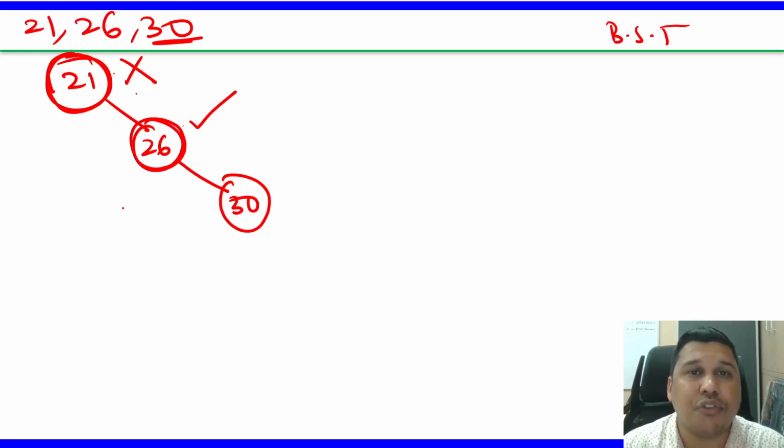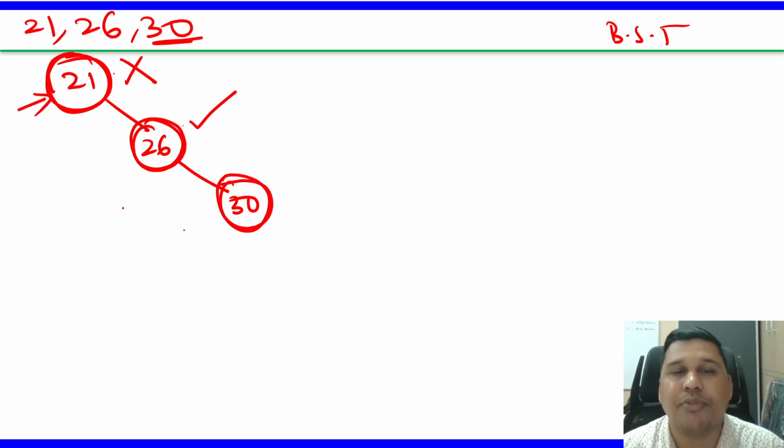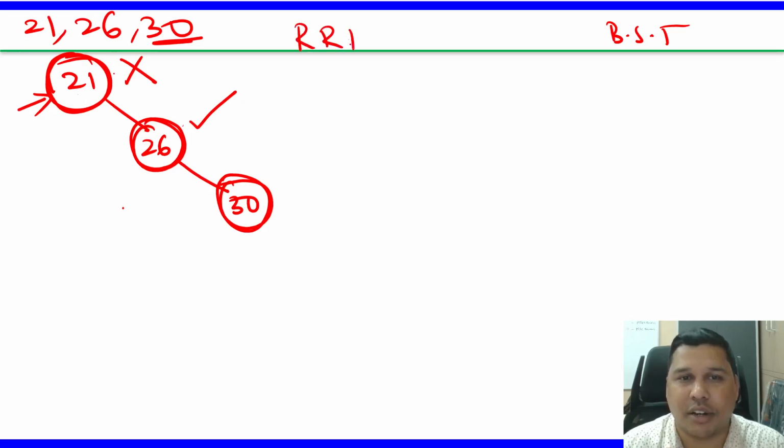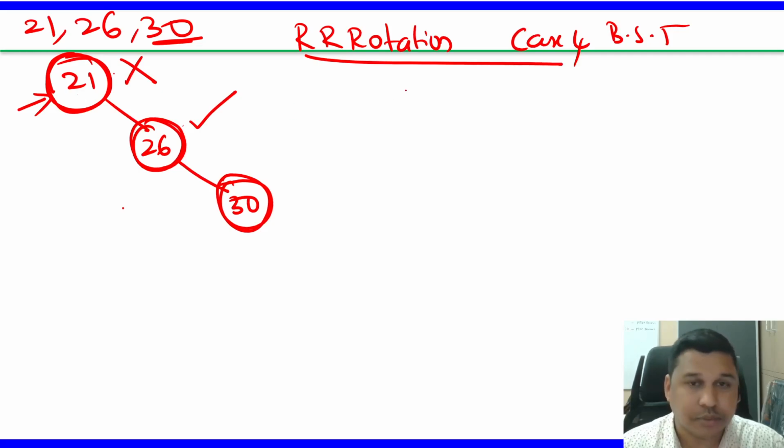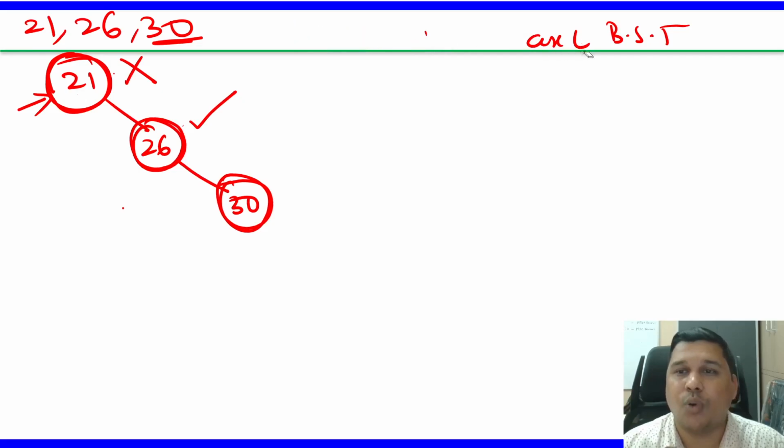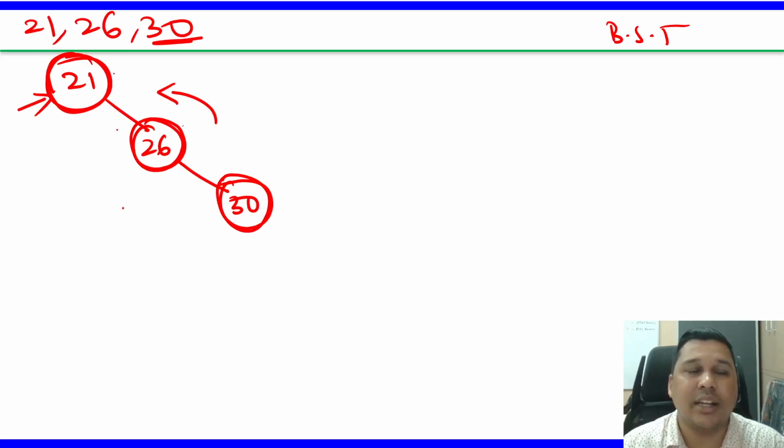Now, insertion of which element made this 21 unbalanced? This element 30. So, where did I insert it? In x's right child, in its right subtree. So, it is a left rotation case, that is case 4. What do we have to do here? How do you do the rotations here? You identified that case. Now, you have to rotate it to the left hand side.